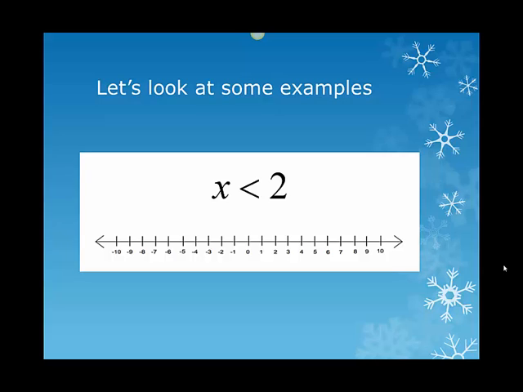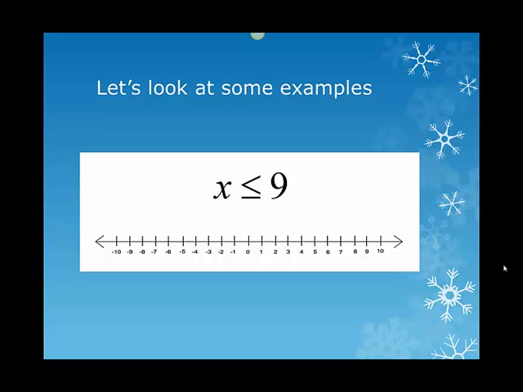If we have x is less than 2, in this case we don't have the equal to piece, so I know it's going to be an open circle at 2. And then since we're looking for all the numbers less than 2, I would shade to the left, because all those numbers on the number line are less than 2.